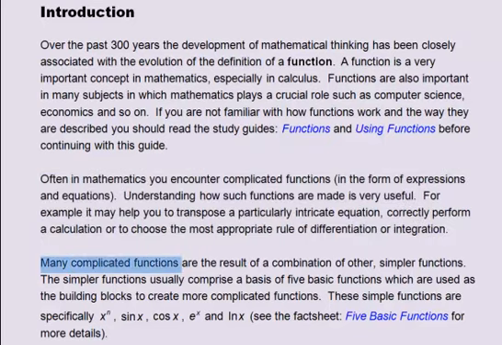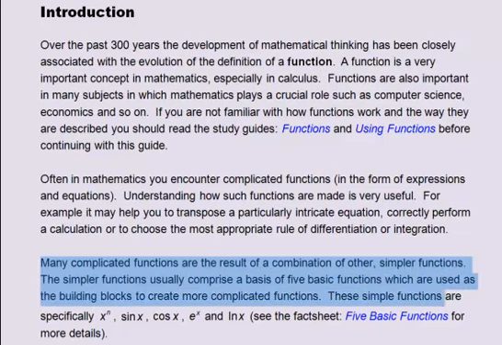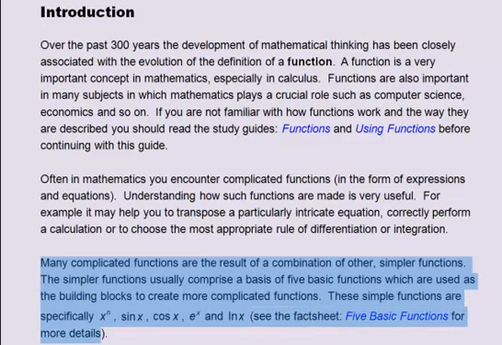Many complicated functions are the result of a combination of other simpler functions. The simpler functions usually comprise a basis of 5 basic functions, which are used as the building blocks to create more complicated functions. These simple functions are, specifically, x to the power n, sin x, cos x, e to the x, and the natural logarithm of x. See the fact sheet 5 basic functions for more details.